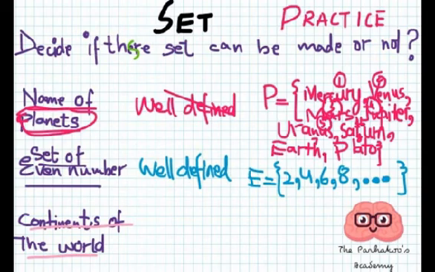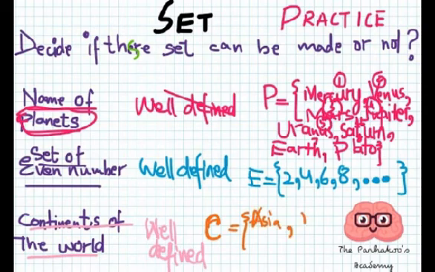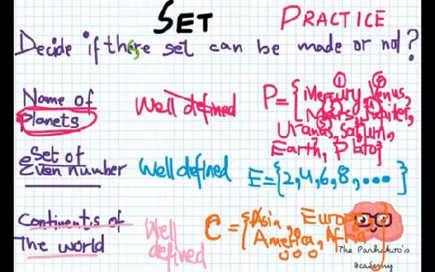The continents of the world. The continents of the world are well defined because there's no confusion in writing them. It's not an abstract idea. Let's name this, let's see, the continents of the world are. So I hope that you have understood all the ideas related to sets.